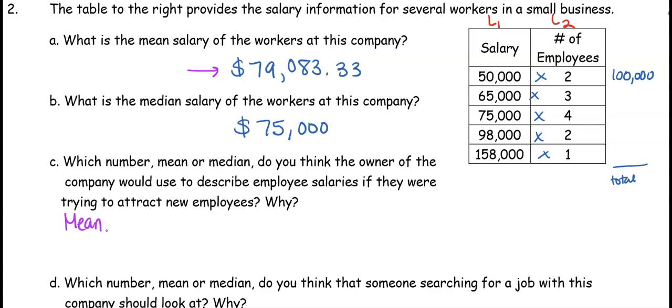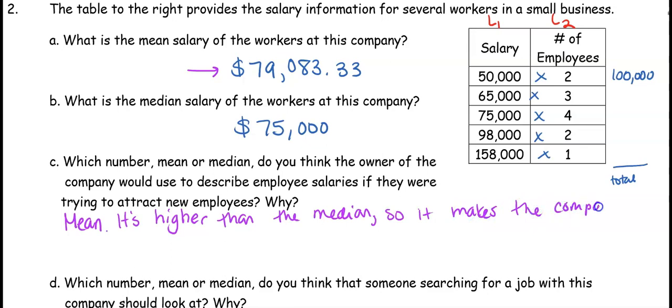If you're trying to attract new employees, you want to make them think they're going to make more and more money. People are going to take the job that's higher paying. So if I was the company trying to get employees, I would show them and I would advertise my average salary because it is higher than the median. So we think about, why is that? So it makes the company look better, look more desirable.